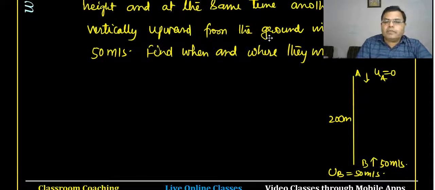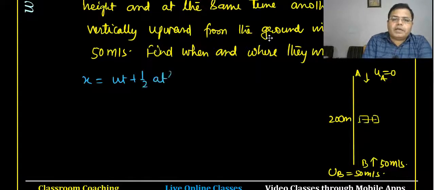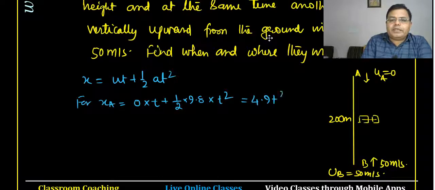So when both of them collide, at this point where they meet each other, the distance traveled by A and the distance traveled by B will total the height. We know the distance x is equal to ut plus half at square. So for A, x_A is equal to 0 into t plus half into 9.8 into t square. So this is 4.9 t square.